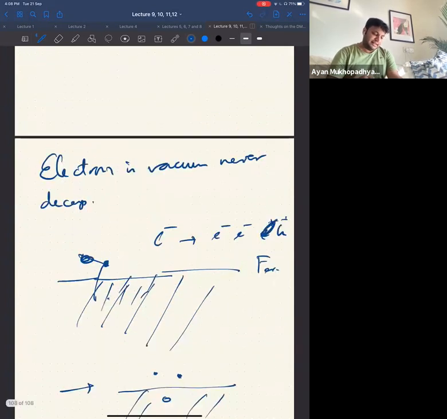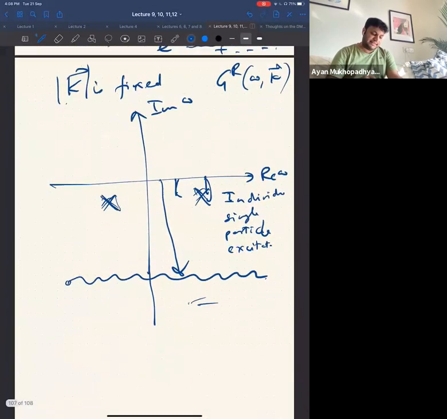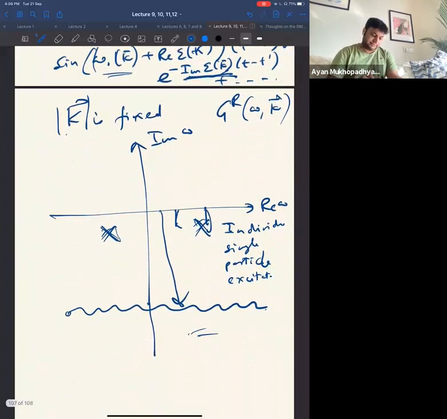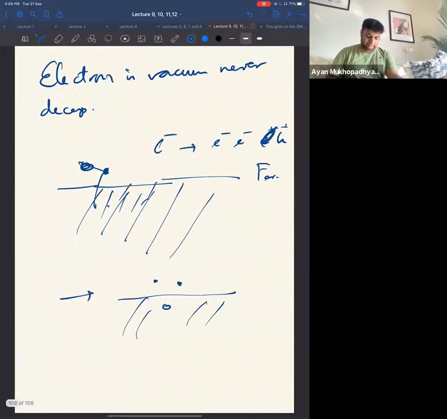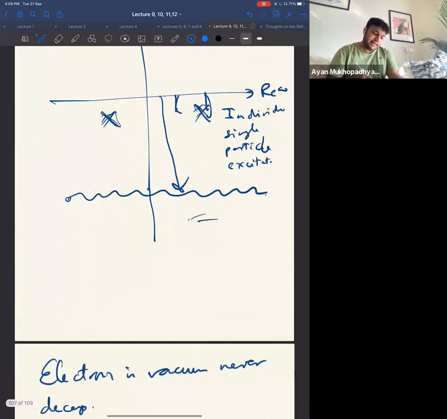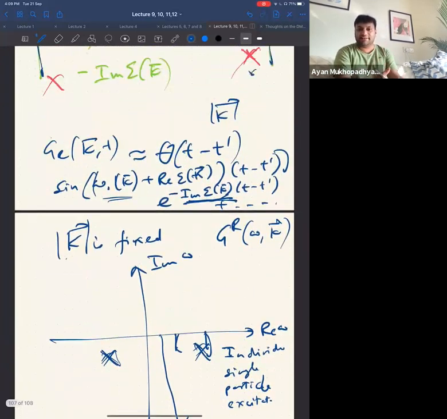So what is going to happen is that your electron will have a finite lifetime, which is the inverse of the imaginary part of sigma k. So that is the lifetime of an electron, because it will decay into a multi-particle excitation. So essentially, this imaginary part of sigma k is a measure of how a single particle excitation decays.